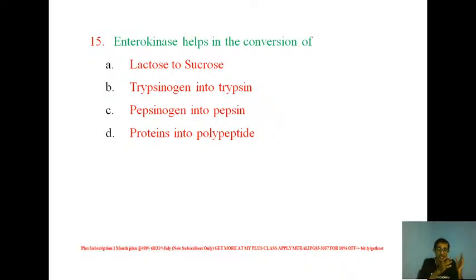Trypsinogen is in the inactive form. The inactive trypsinogen is converted into active trypsin. That is done by the enterokinase enzyme. Later that trypsin will work on protein for digestion in the small intestine. So answer for this 15th question, it is B. B is the right answer for the 15th question.